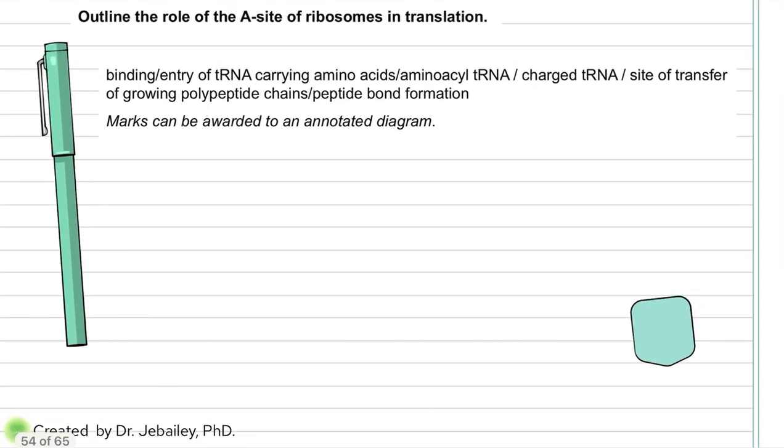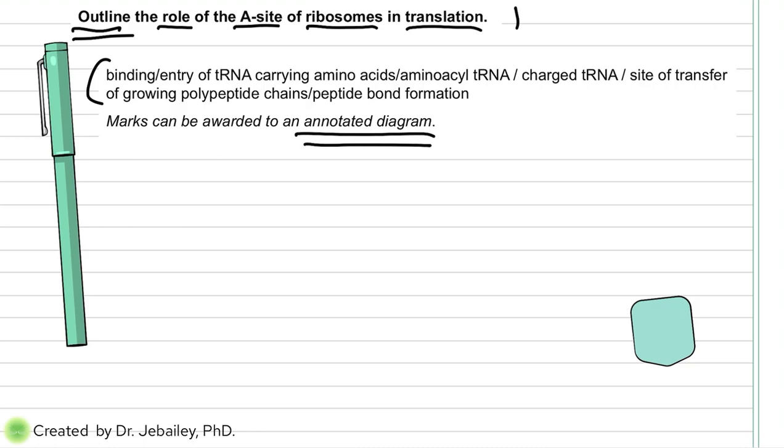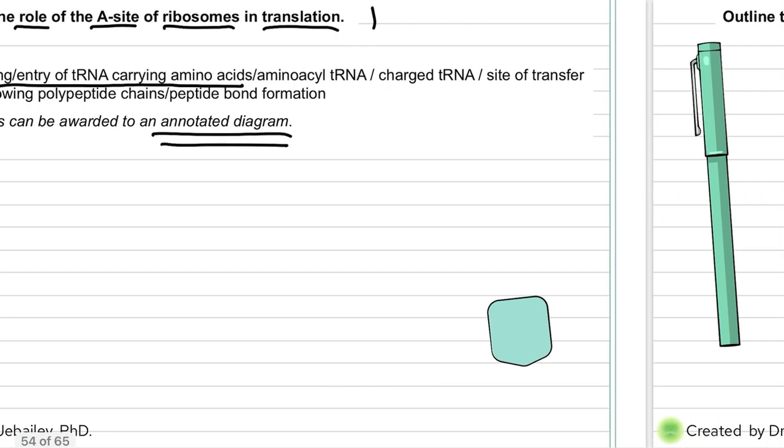Now here it says outline the role of the A site in ribosomal translation. Again, this probably is 1 point because you see the mark scheme only has 1 point. You can also draw this. It's basically the binding or the entry of the tRNA carrying the amino acid. Just mention that the tRNA is entering or arriving into the ribosome, and that's pretty much it.